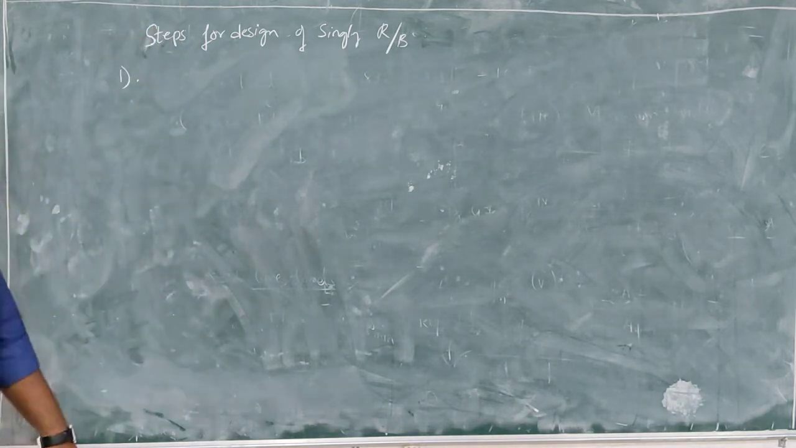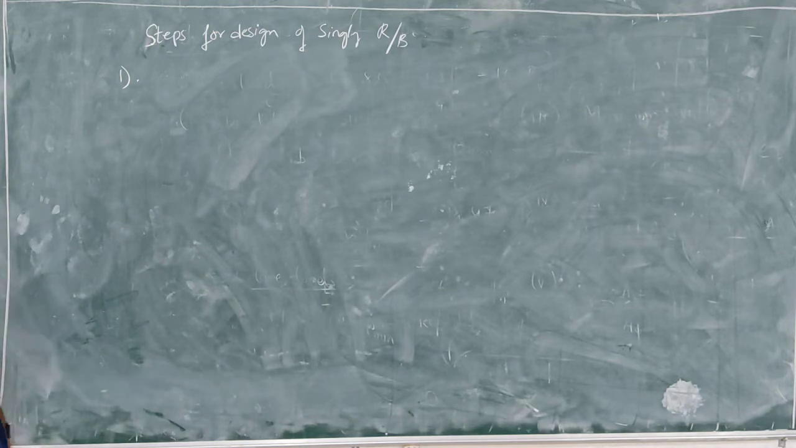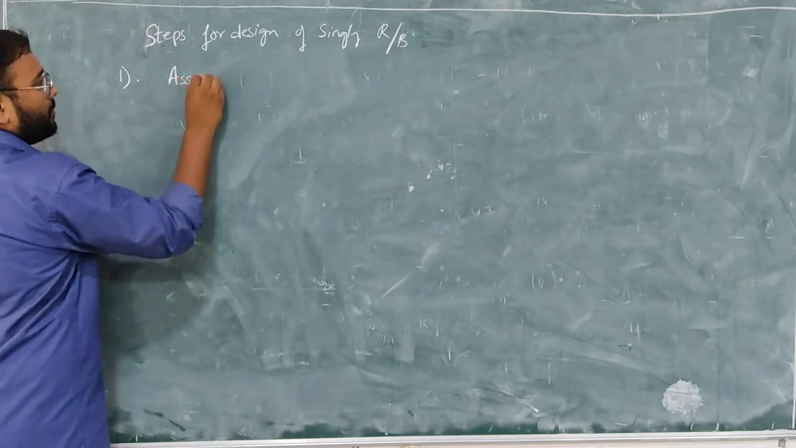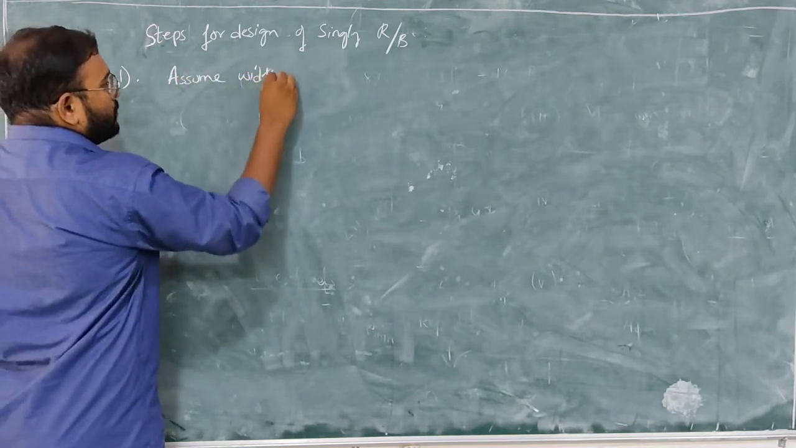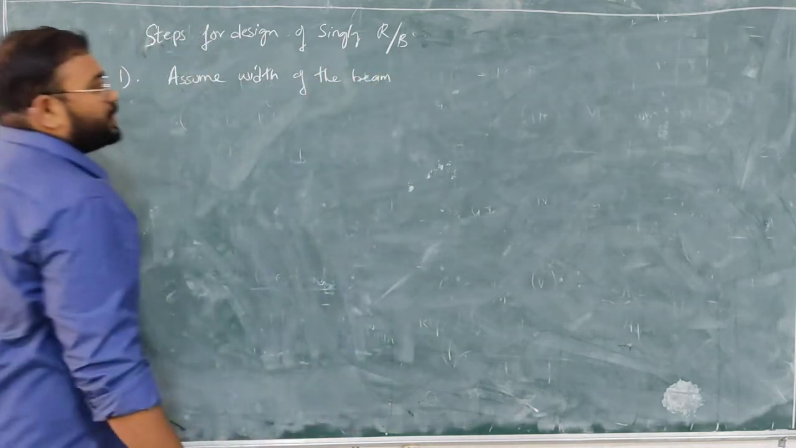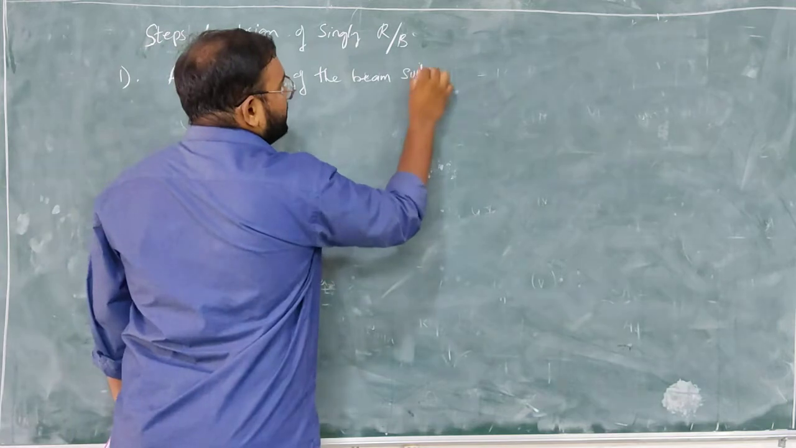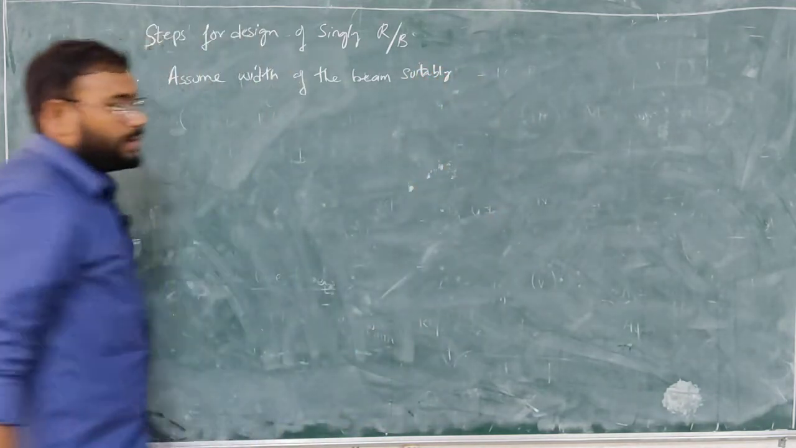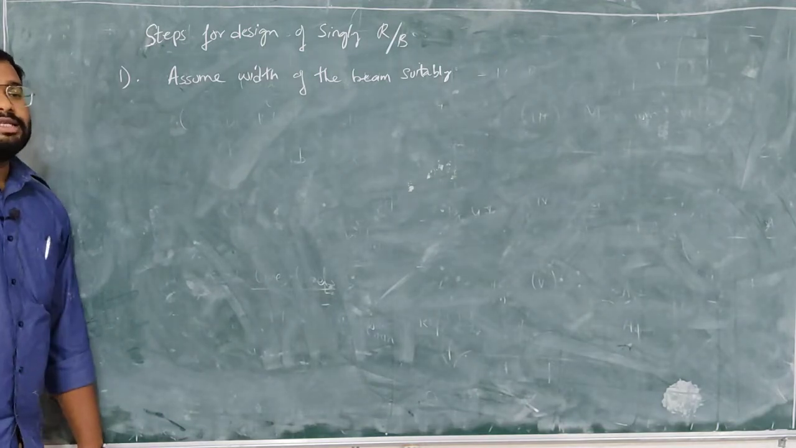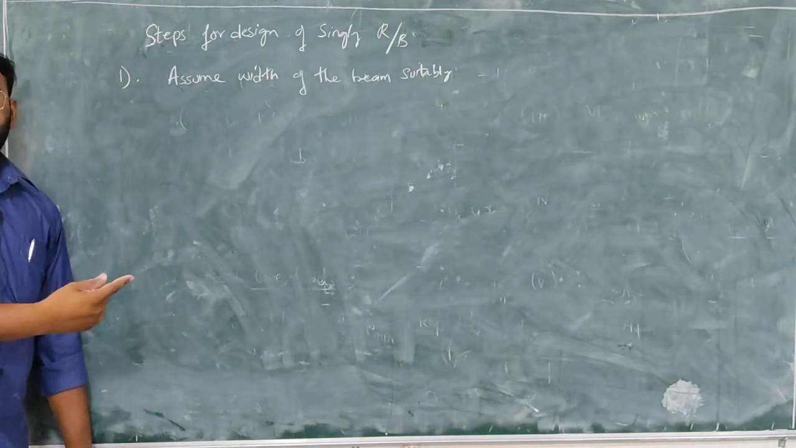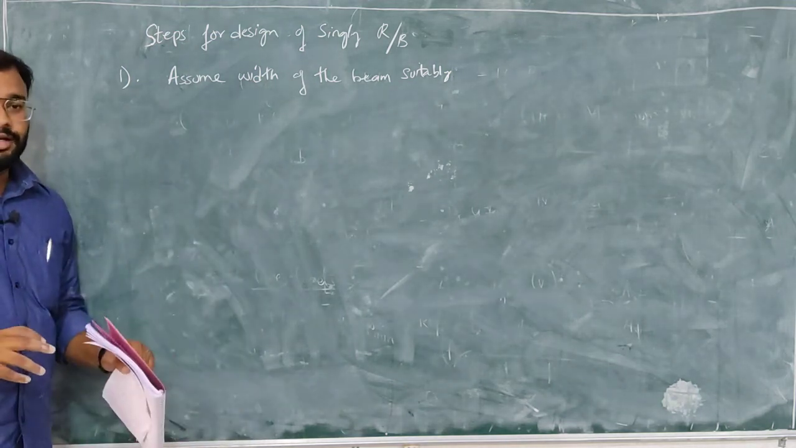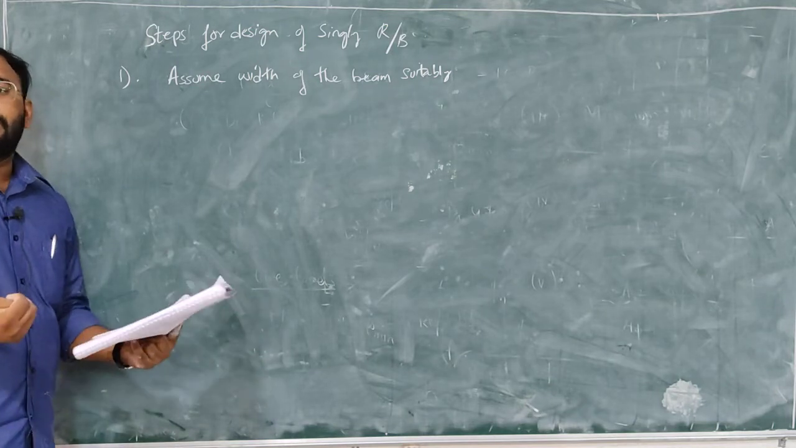First step is to assume the width of the beam suitably. Okay, what does this mean? I told you design is completely a cyclic process. Nothing will be mentioned to you in the problem. If sometimes breadth is given, directly take it. If breadth is not given, you need to assume what values to be taken.